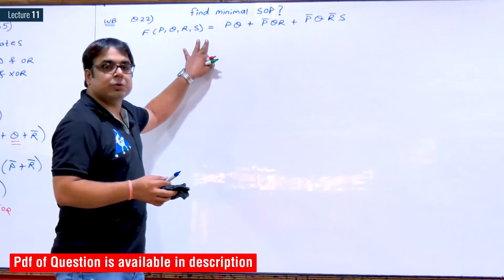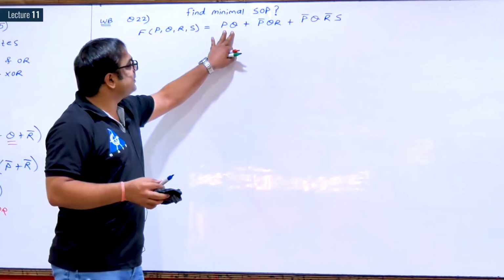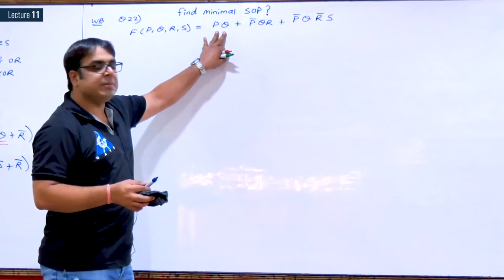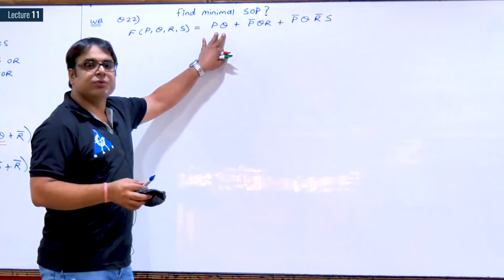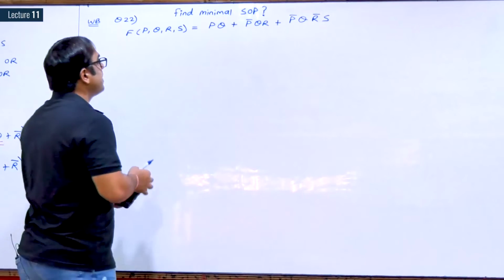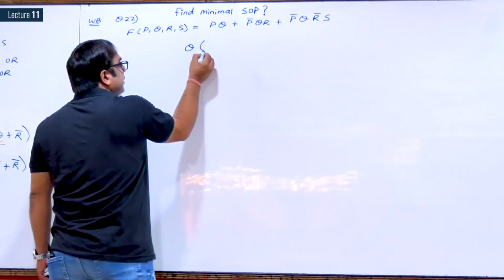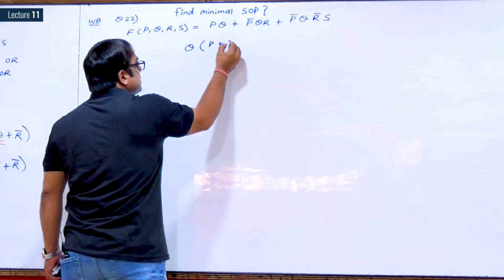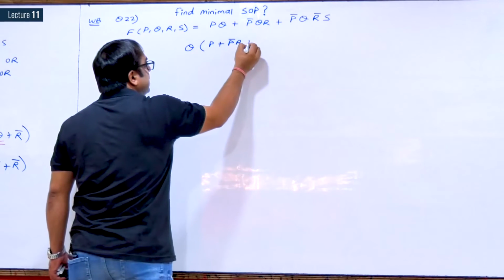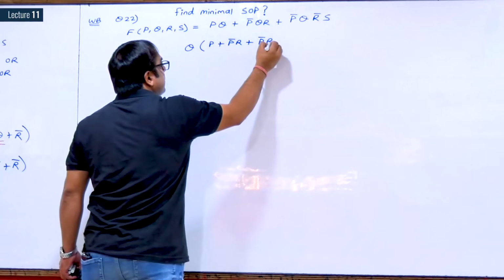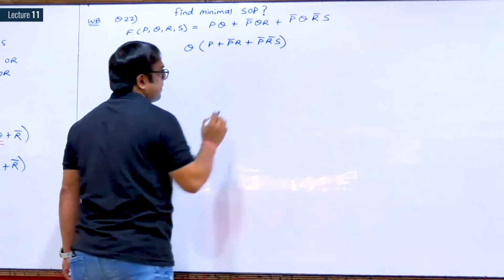Workbook question number 22. Again, an expression is given. You have to find the minimal SOP format. 4 options are given to you. See, in this expression, I can take Q common. So, P plus P complement R plus P complement R complement S.